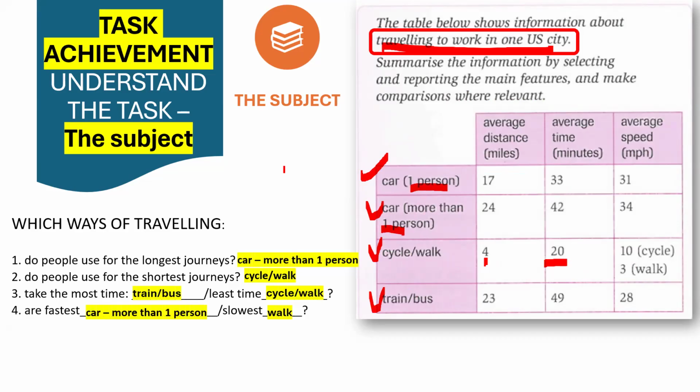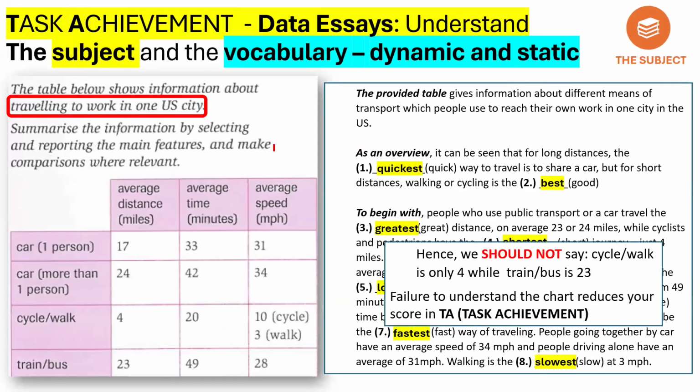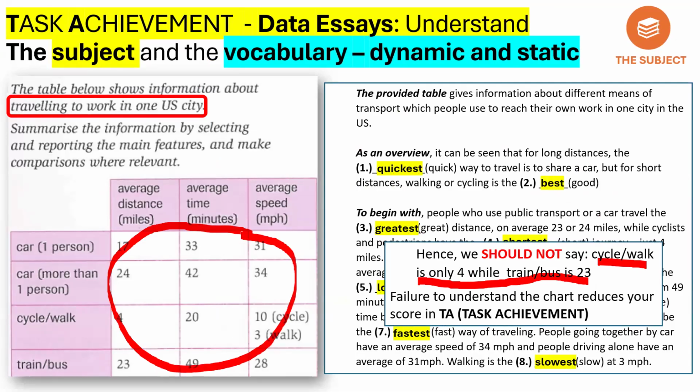Now, what happens here when candidates misunderstood the subject is they would say like this. So instead of saying, they would say, for example, cycle walk is only 4, while train bus is 3. All right. So the focus is here. They focus on the figures. They give more attention to the figures and focus on the figures, and fail to describe what is being asked in the graph, right?